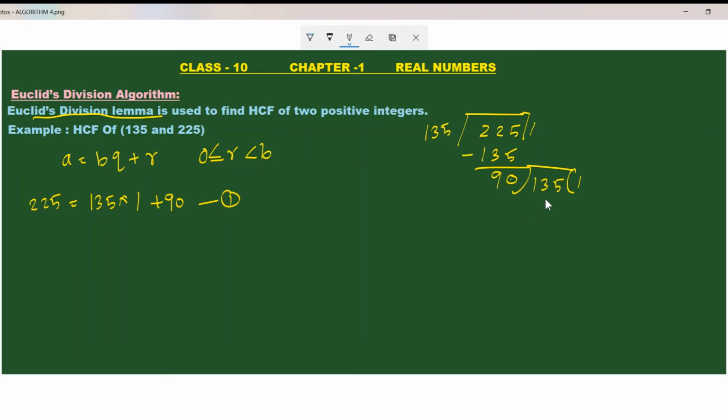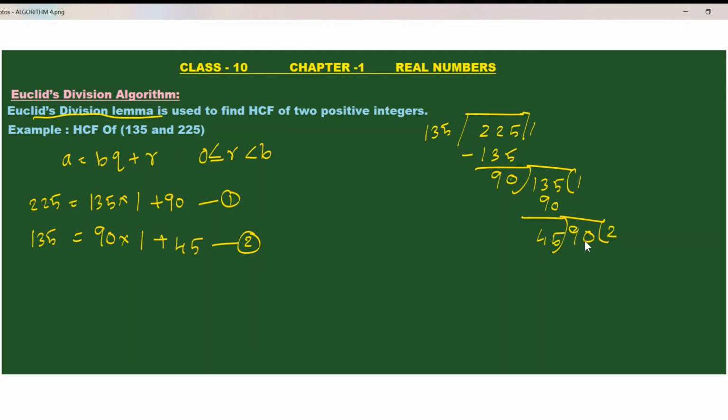Again we take one time, it is 90. If you subtract, you will get 45. So this 90 also does not divide 135 perfectly, it has given the remainder 45. So we are going to divide this divisor by this remainder, 90, and then we'll write the next step. In the next step, dividend 135 is equal to divisor 90 into quotient 1 plus remainder 45. Second.